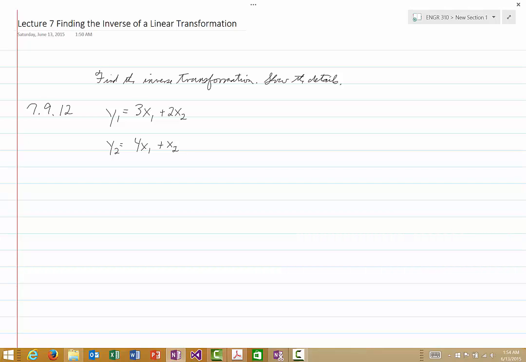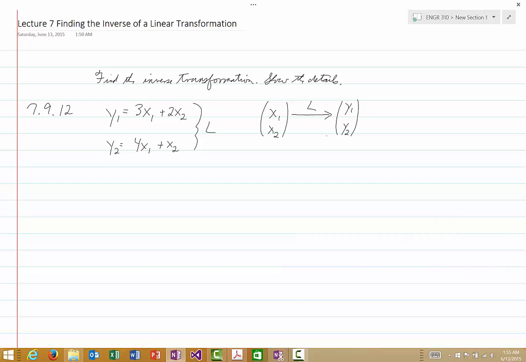Now the idea here is that these two equations define some linear transformation. We can call it L, and the way that we might draw a picture here is we'd say we have the vector x1, x2, and the linear transformation L will take x1, x2 to y1, y2. And y1 and y2 are given by this pair of equations right here.